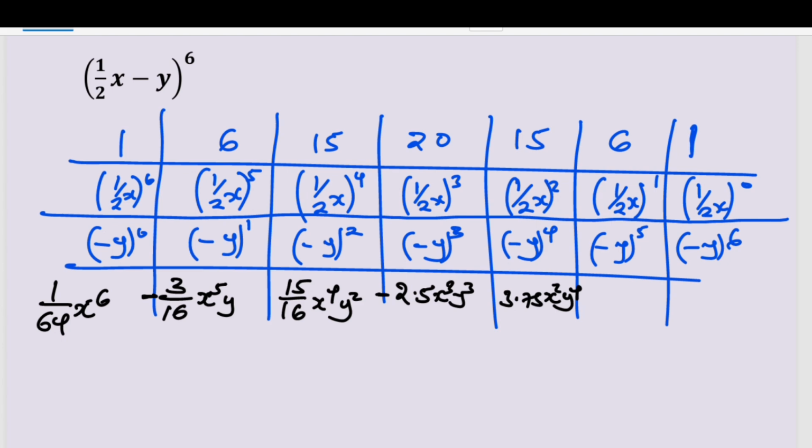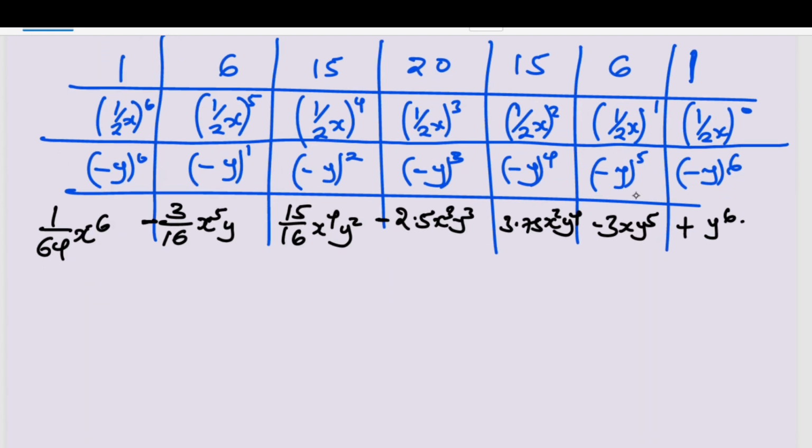The next is a half times 6 is 3, so we get negative 3 x y power 5. It is negative because negative y is raised to an odd power, power 5 is odd. Then finally minus, plus, sorry, because this is negative y raised to power 6, so it becomes plus y raised to power 6.